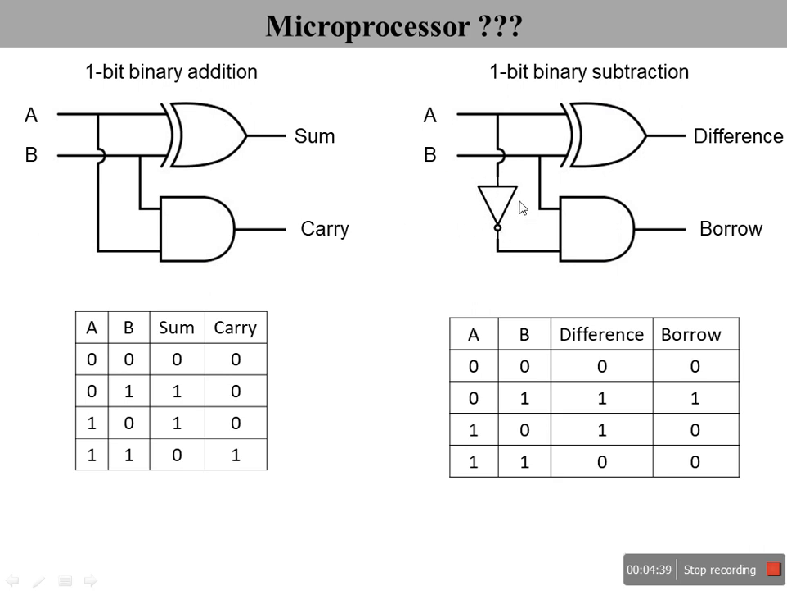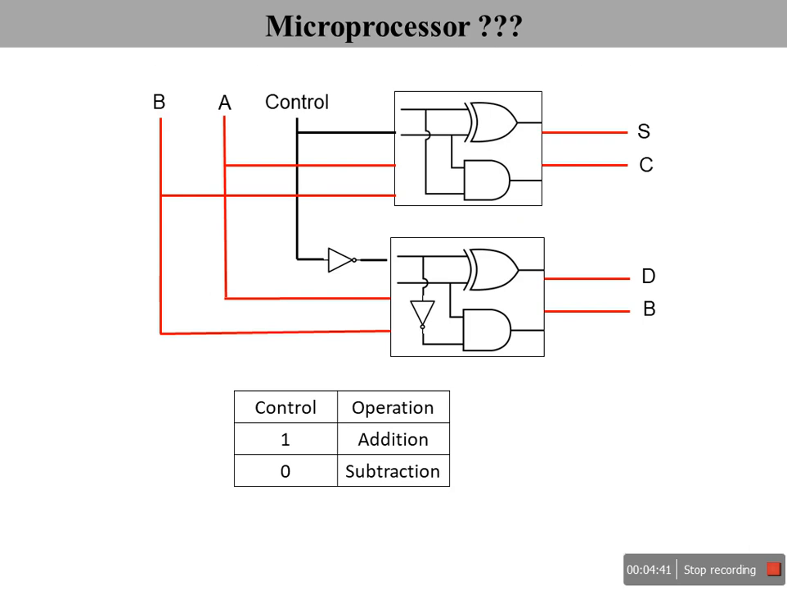Okay, now I'll put these two together, connected by an additional line called a control line. So this subtractor is connected to this line through a NOT gate, and this adder is connected to this line directly. That means, assuming that these blocks will be enabled or disabled based on whether the logic is high or low, assuming that a logic high will enable a particular block and logic low will disable the particular block. Okay, so now we have a combination.